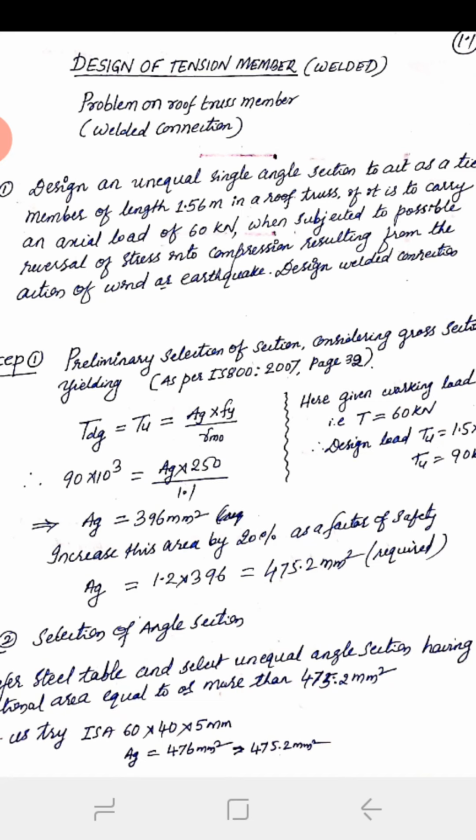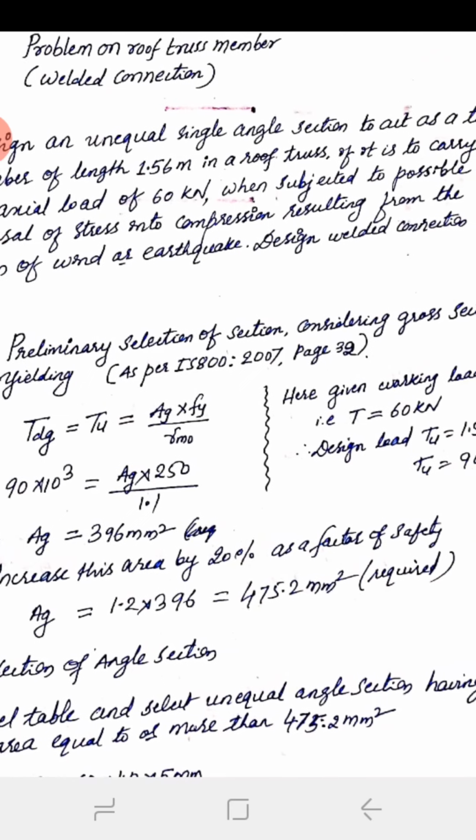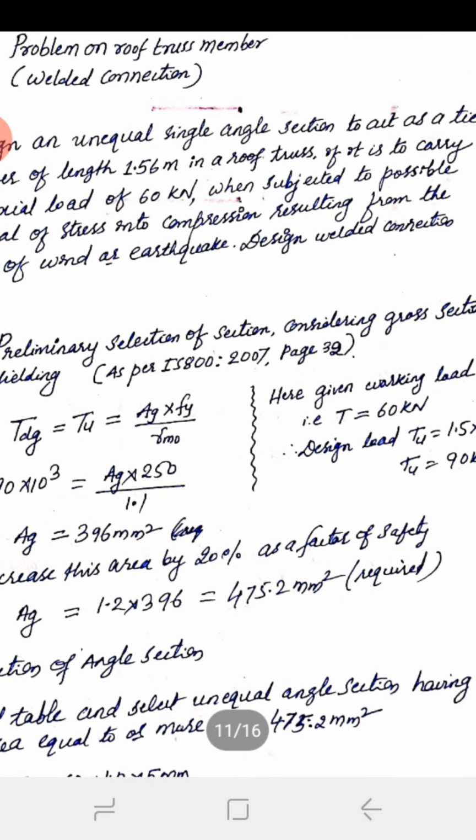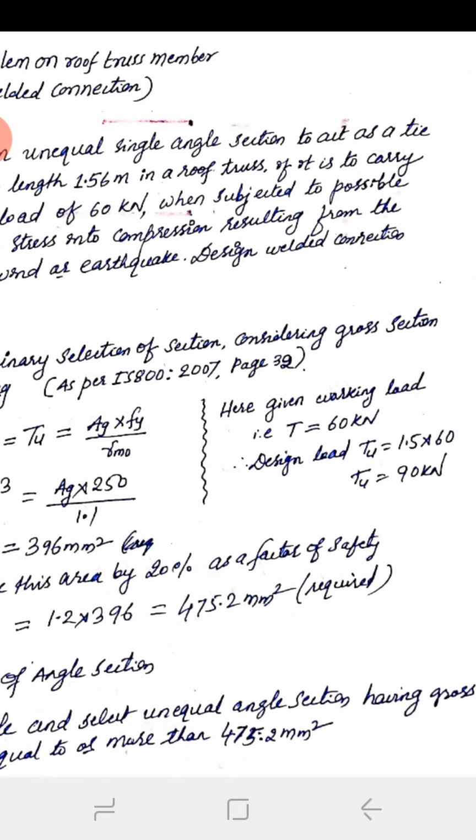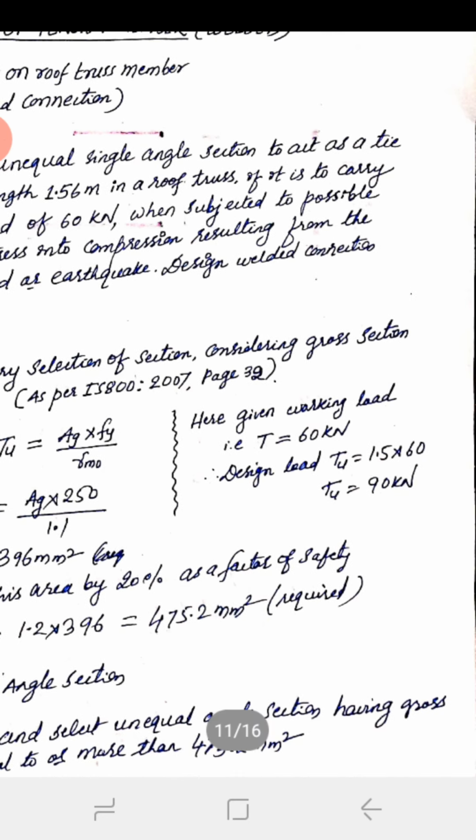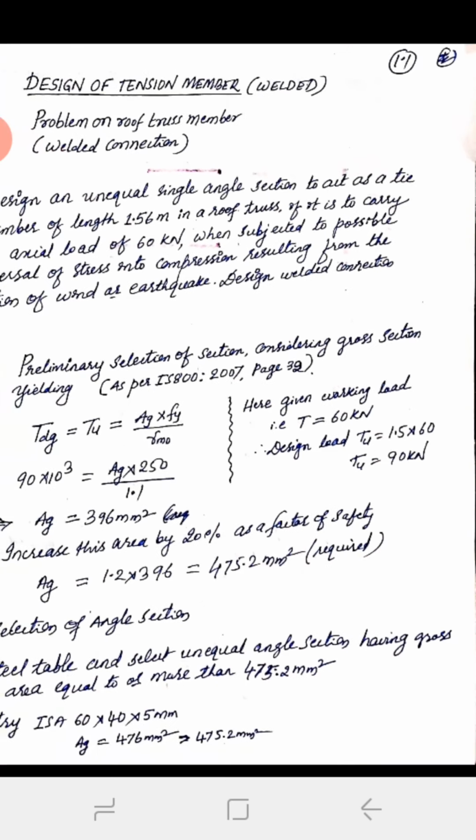So the first step is the preliminary selection of section. This preliminary selection of section will be based on the gross section yielding. So here I am taking the preliminary selection of section considering gross section yielding.